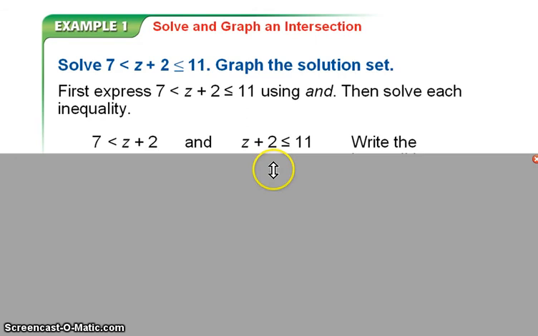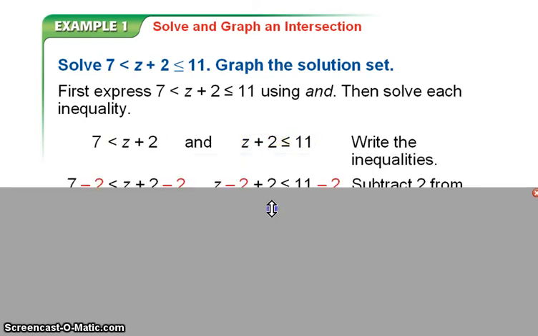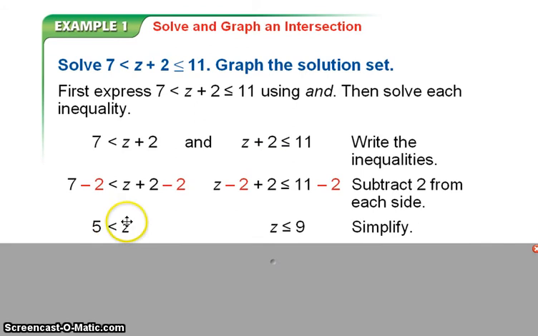Once you solve this one and this one, we're going to take a look at their solutions. To solve, you're going to subtract 2 from both sides. When you do, you get z is greater than 5 and z is less than or equal to 9. Again, we just split those two apart. We took the middle and put it with the front, and we took the middle and put it with the back. So here are our two inequalities.